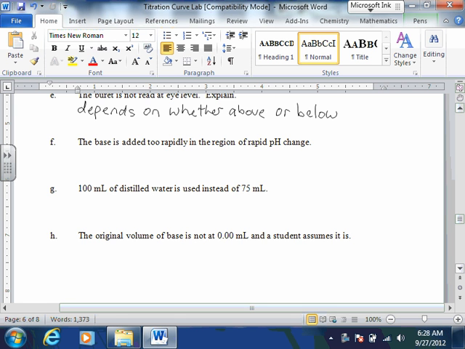100 milliliters of distilled water is used instead of 75 to dilute. Okay, well, this is the opposite of D. Okay, so D from above. It's going to be the opposite of that. The acid will be less concentrated. And the original volume of base is not at 0.00, and a student assumes that it is. Okay, well, again, depends on which direction it's off.